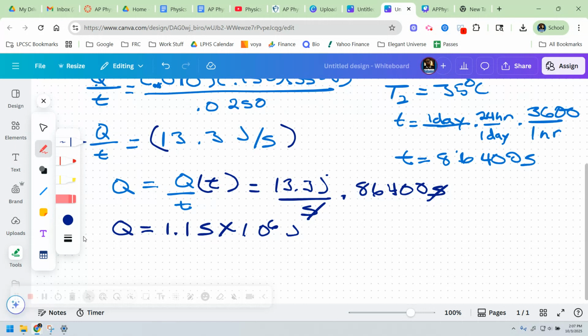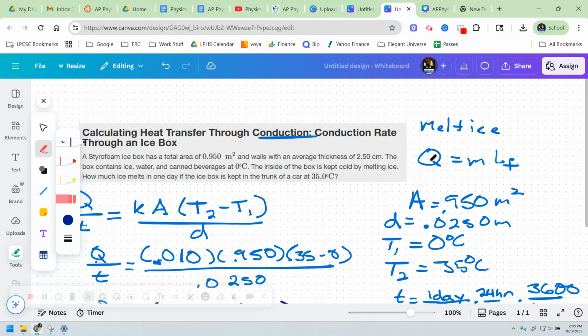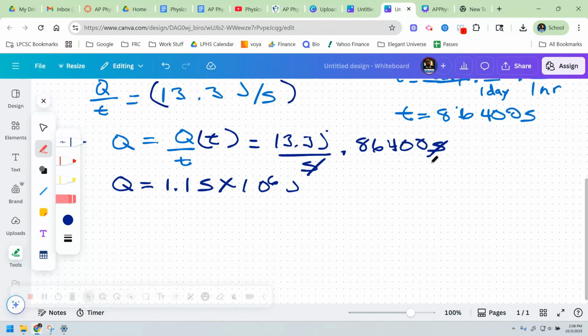So then when they say how much ice is melted, what they're really referring to is the mass. So we're going to bounce back to this little formula up here, right? And we know that the heat energy is equal to the mass of the water times the latent heat of water for freezing. And so if I want to find the mass, I'm simply going to divide by the latent heat for freezing.